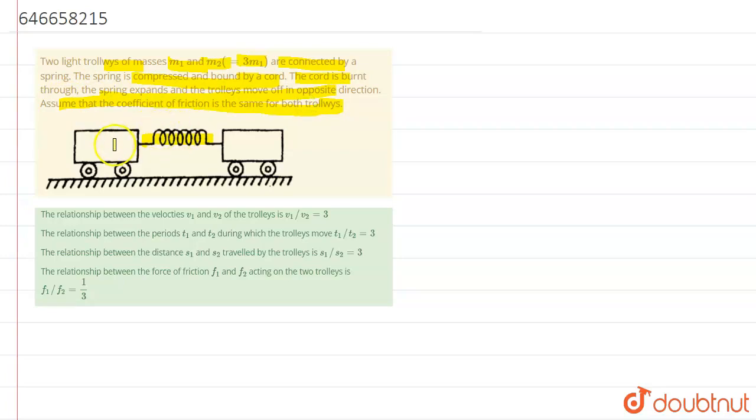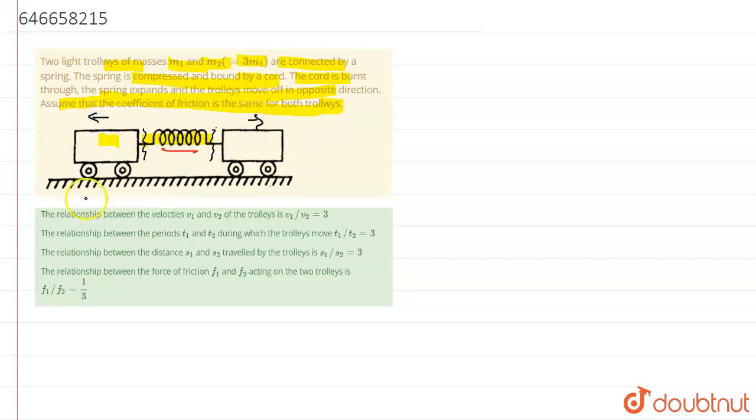It is seen that the trolleys are bound with the spring. Let's say M1 and M2 are the two masses of these blocks. When the cord of the spring is burned, the spring expands and the trolleys move in opposite directions. That means the spring is cut off from this position and they move in opposite directions.